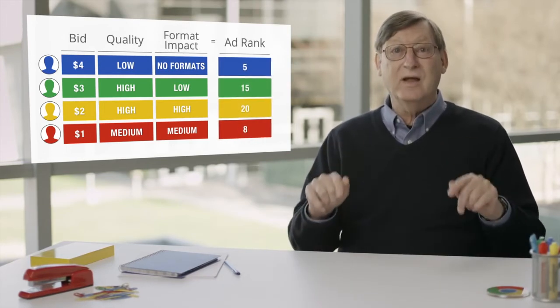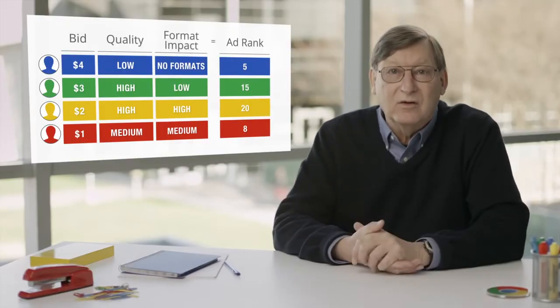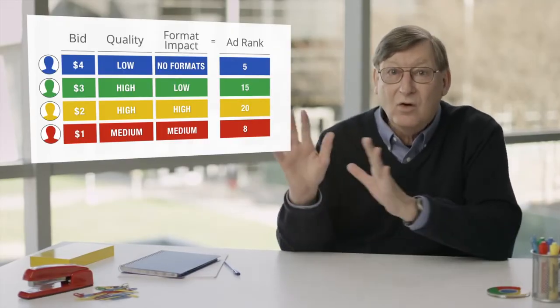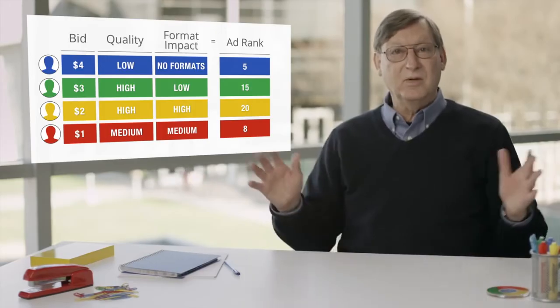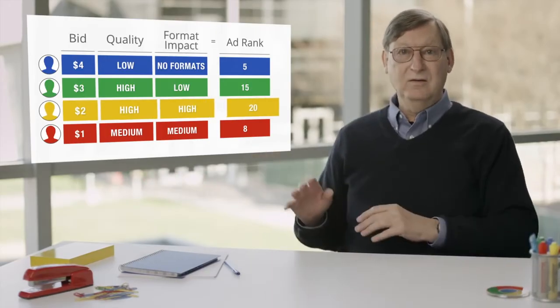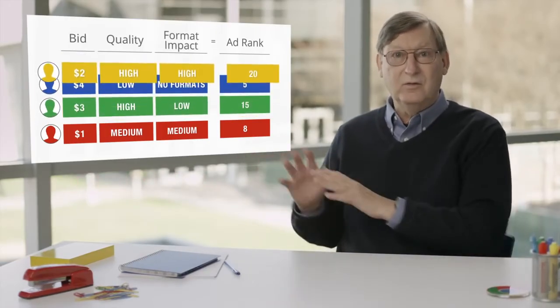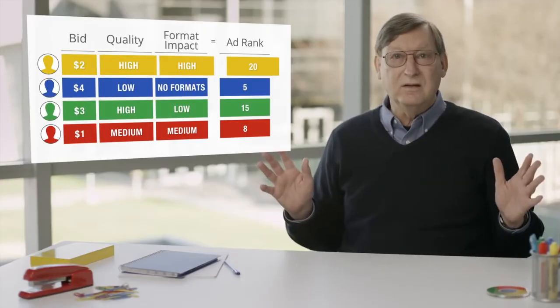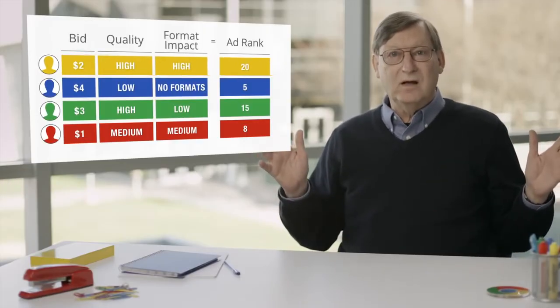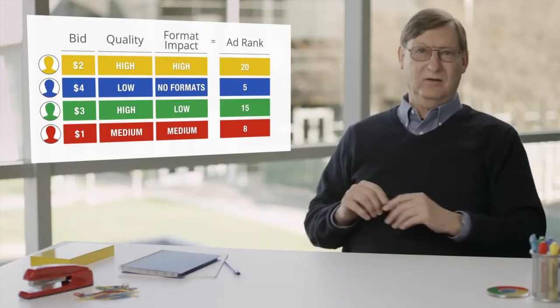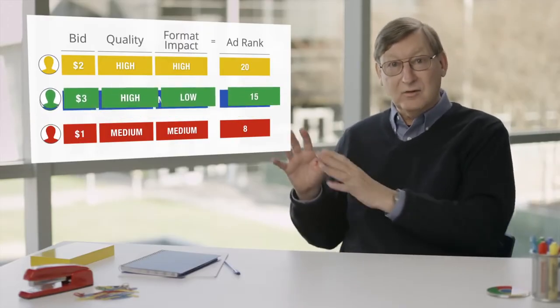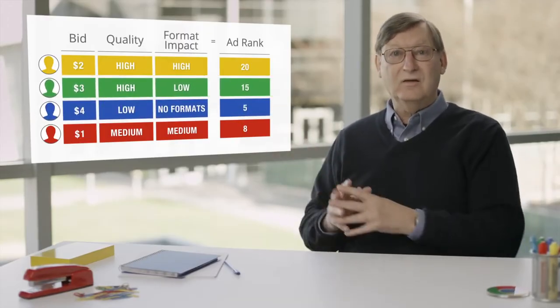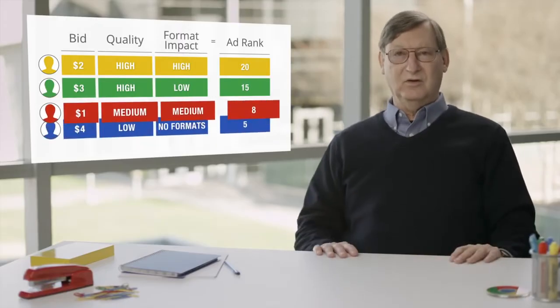It's this ad rank score that determines ad position on the results page. And in addition, only ads with sufficiently high rank appear at all. So with this ad, with an ad rank of 20, it gets first position, even though it has a lower bid. Why? Because of its quality and formats. The second highest ad rank is 15, so that ad gets position 2. And the third highest ad is 8, and it lands in position 3.